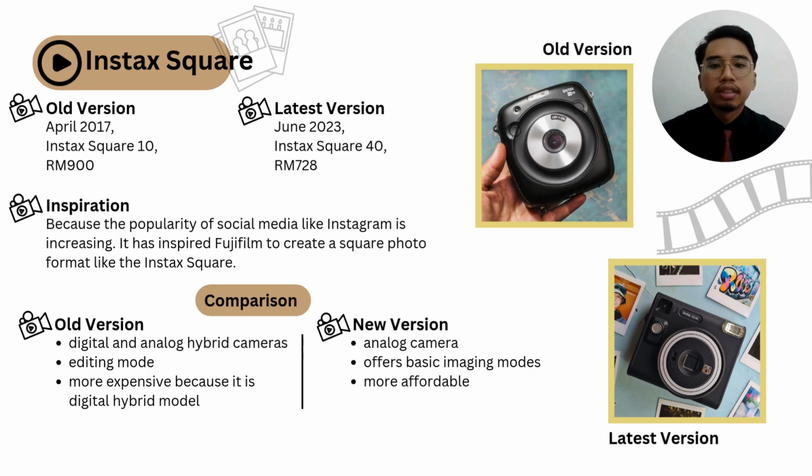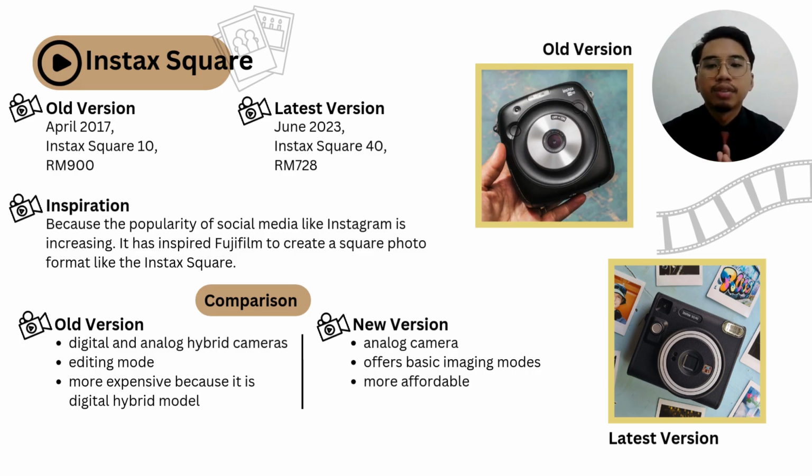Fujifilm built this camera in April 2017 and the name is the Instax Square 10 and the price is 900. For the latest version, Fujifilm built the camera in June 2023 and the name is Instax Square 40 and the price is 128. I think it's much cheaper than all of these, but it's okay.